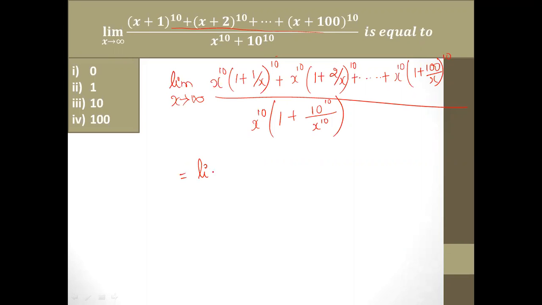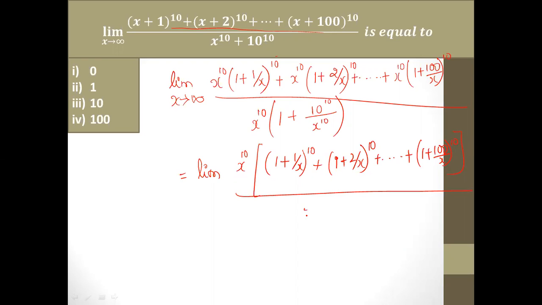So it is limit. We don't want that. So what is remaining? That is not a good friend. That is a bad friend. That's why I'm taking it out. So it is 1 plus 2 by x whole to the power 10 plus so on plus 1 plus 100 by x whole to the power 10. You can see x power 10 is common in all the terms, that's why I have taken it out. It becomes x power 10 into 1 plus 10 power 10 by x power 10. So you can cancel x power 10 because it is in the numerator as well as in the denominator.